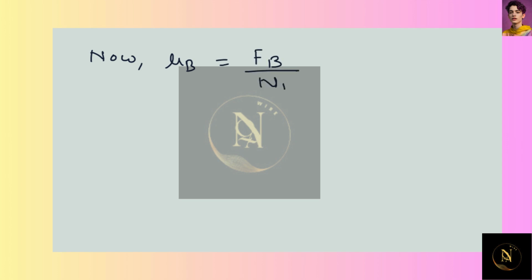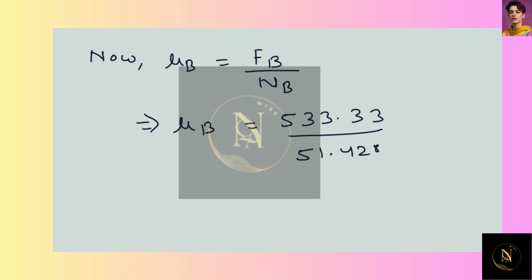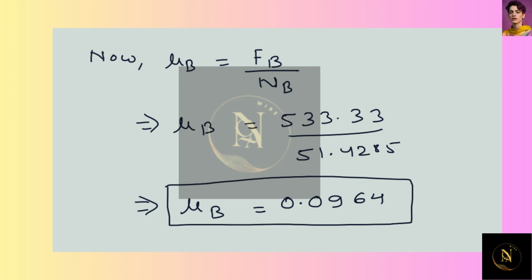Now we will solve the problem further. Mu B, the coefficient of static friction at point B, is equal to FB by NB. On putting the value, we can write 533.33 by 51.4285, or mu B is equal to 0.0964. That is our answer.